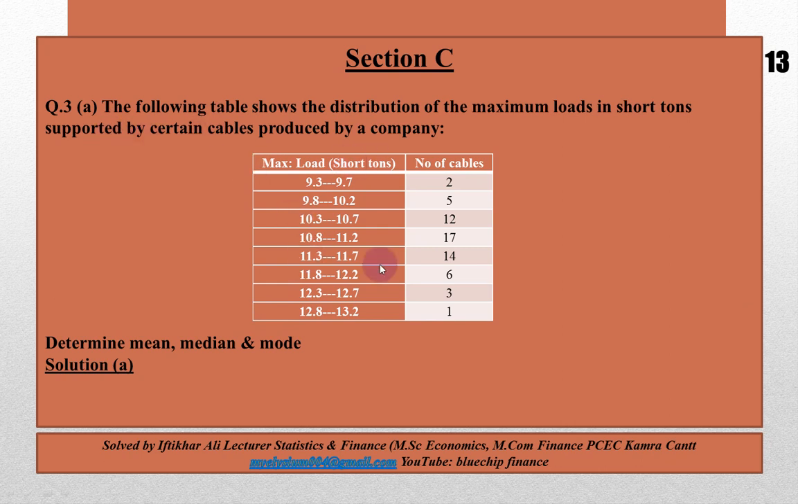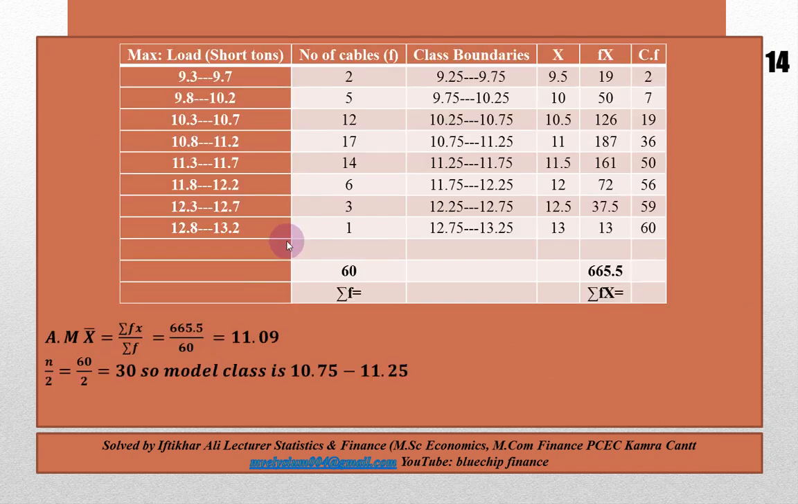Here the data is given. Determine mean, median and mode. First of all, the upper class limit of the first class and the lower class limit of the second class are not the same, so we will have to take the class boundaries. So here class boundaries are given.